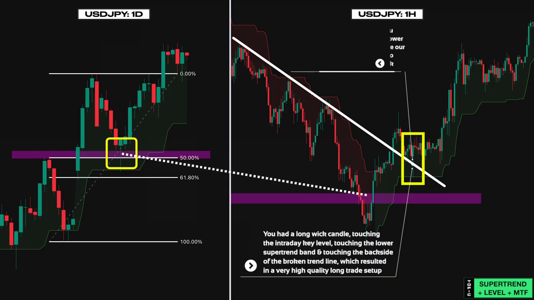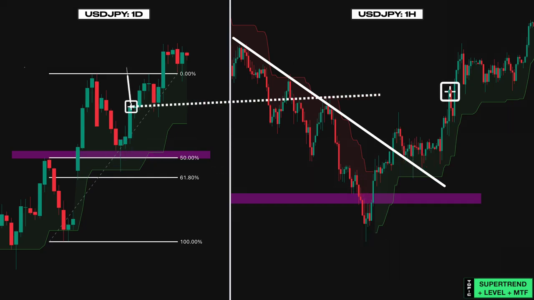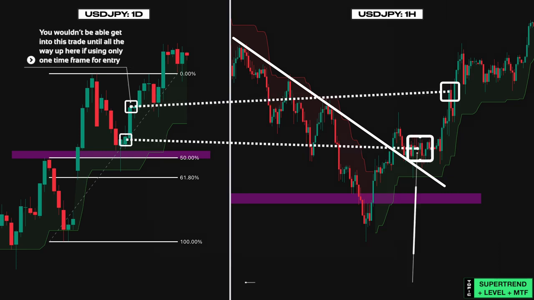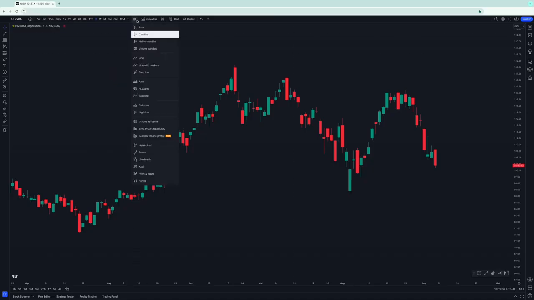But now, even at this point in time, you still need to go to the very low intraday timeframes, using our entry and exit strategy to minimize risk, but most importantly, maximize your gains. Now, if you had only used one time frame instead of multi-time frames, you would have got into this trade all the way up here. But by using multi-time frames, you were able to not only get into this trade earlier down here, but more importantly, enter with extreme precision, since you are applying price action within where your trade setup actually occurred, which increases your trade accuracy significantly.